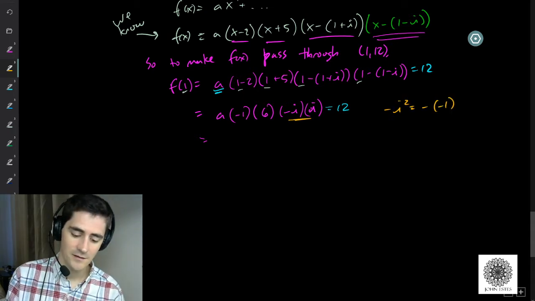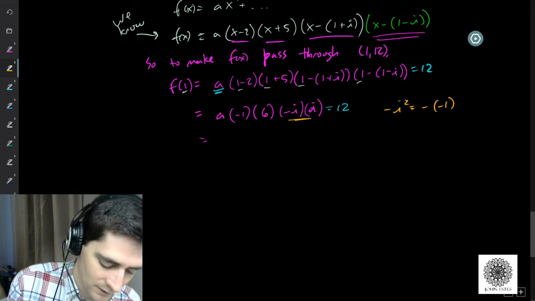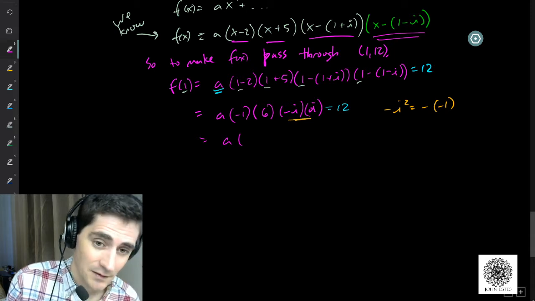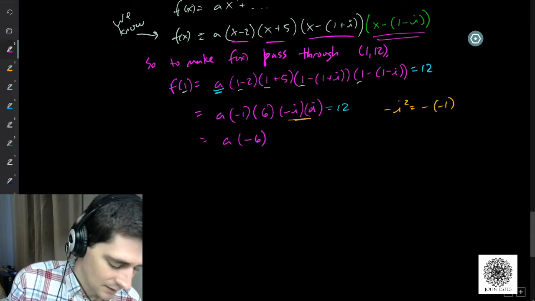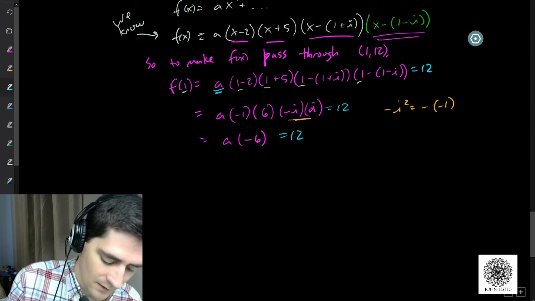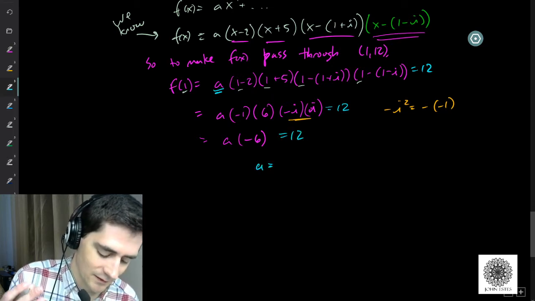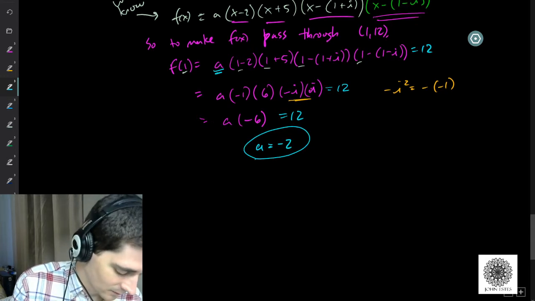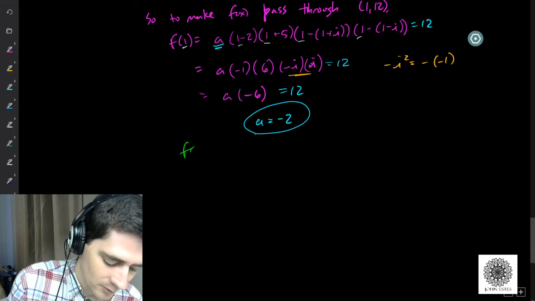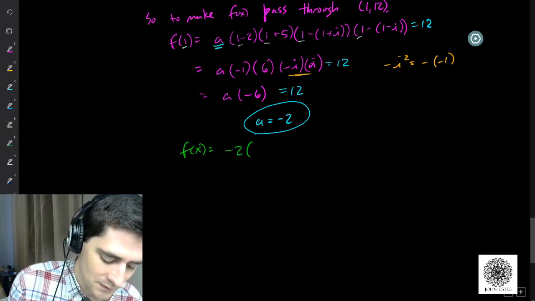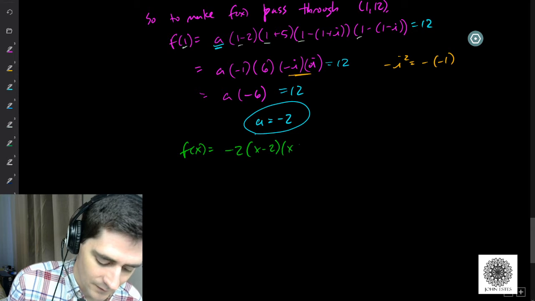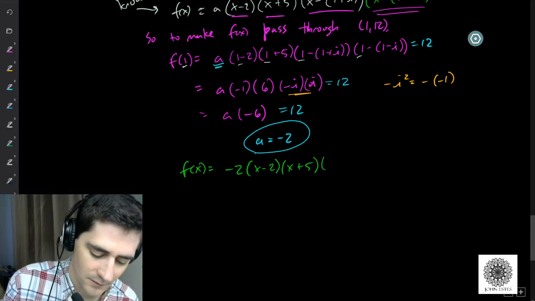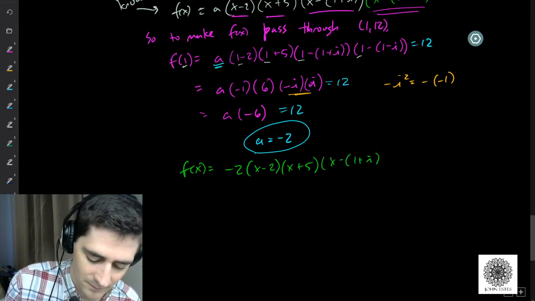Negative i squared is negative times negative 1, so this is positive 1. So I get a times negative 6 times positive 1, so I get negative 6a equals 12. And then I can divide both sides by negative 6 and end up with a equal to negative 2. So now I know exactly what my polynomial is going to look like. The polynomial that we wanted is going to be negative 2 times (x minus 2)(x plus 5), and so on. If you want this only in real numbers, well, maybe not. Let's just leave it like this for the moment.